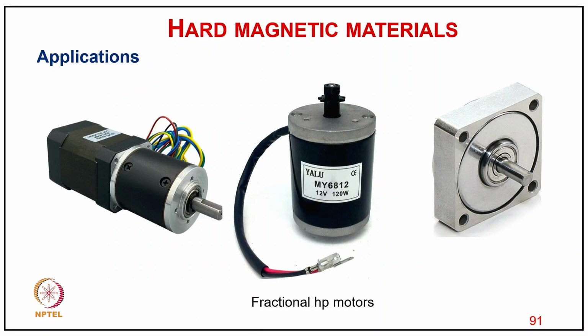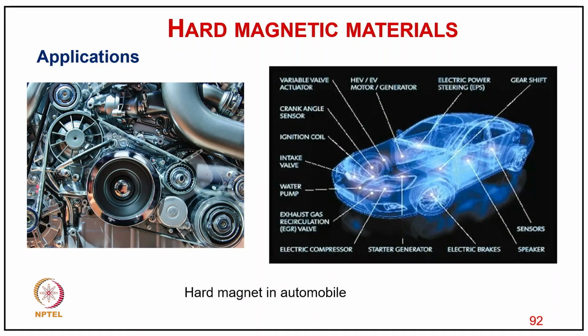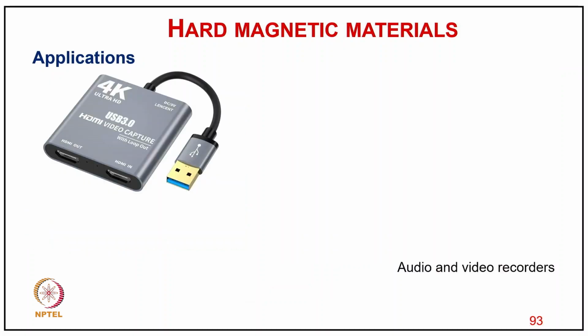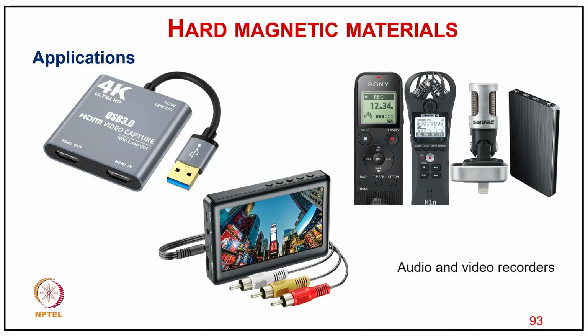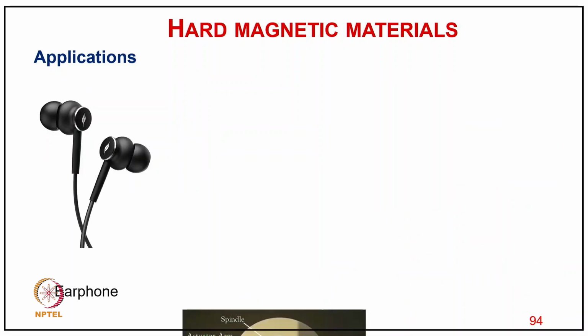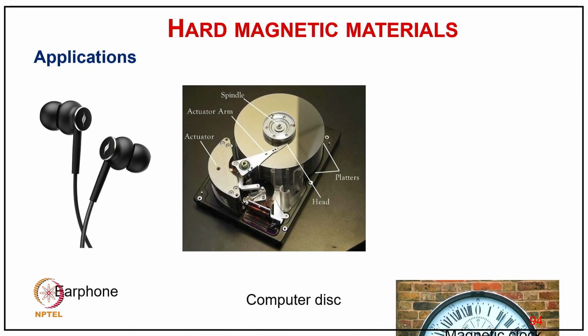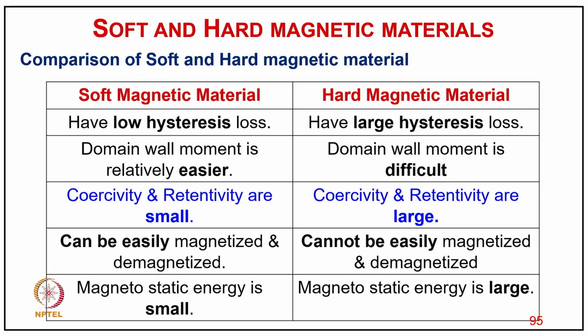And typical examples are fractional horsepower motors, or hard magnets are used in automobiles, or typically in audio and video recorders, as you can see with the different examples. And then earphones, computer disks, then magnetic clocks.